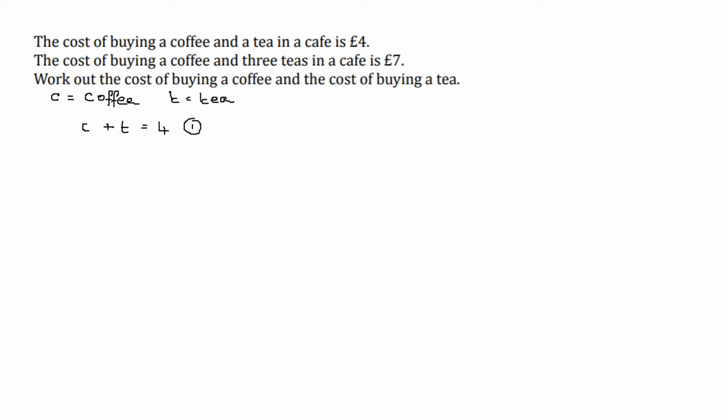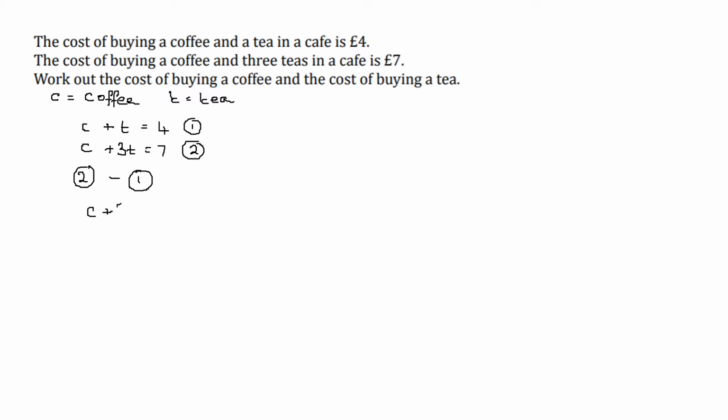And the cost of buying a coffee and 3 teas in a cafe is £7. So a coffee plus 3 teas is equal to £7. Now I want to eliminate one of my variables, so I either want to eliminate my C's or my T's, and my two C's have got the same coefficient. They both have a coefficient of 1, so it's going to be easiest for me to eliminate them. So I am going to take my first equation away from my second equation.